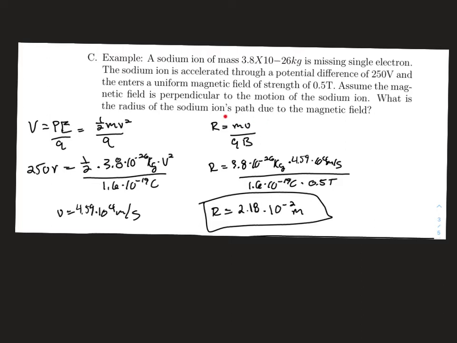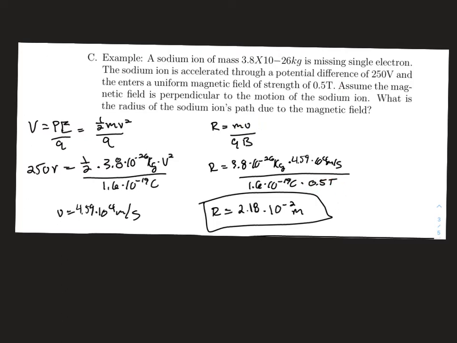Alright, so ultimately our goal is to use our equation here where the radius is equal to mass times the speed divided by the charge times the magnetic field strength. So the mass is given in the problem, the 3.8 times 10 to the minus 26 kilograms. The charge we know because the ion has lost one electron, so that means it has an electron hole equal to 1.6 times 10 to the minus 19 coulombs. And we're given the magnetic field strength in the problem, 0.5 teslas.